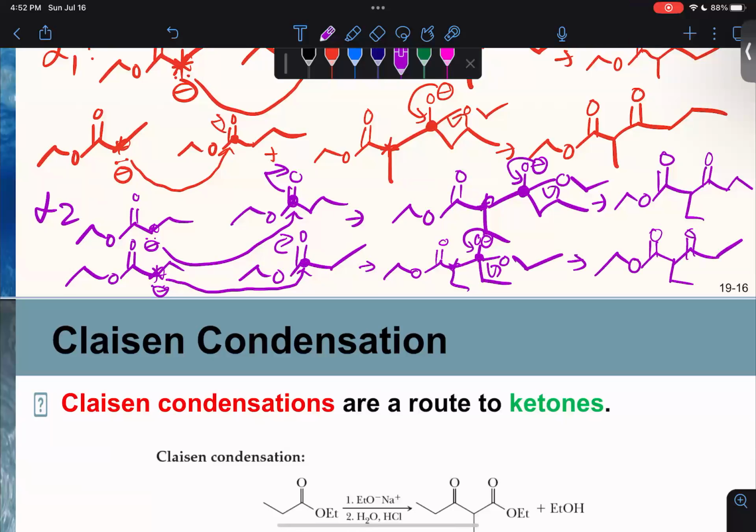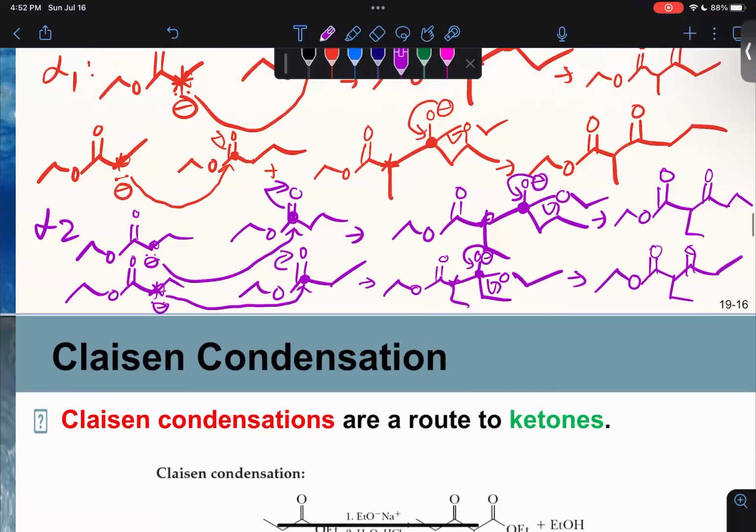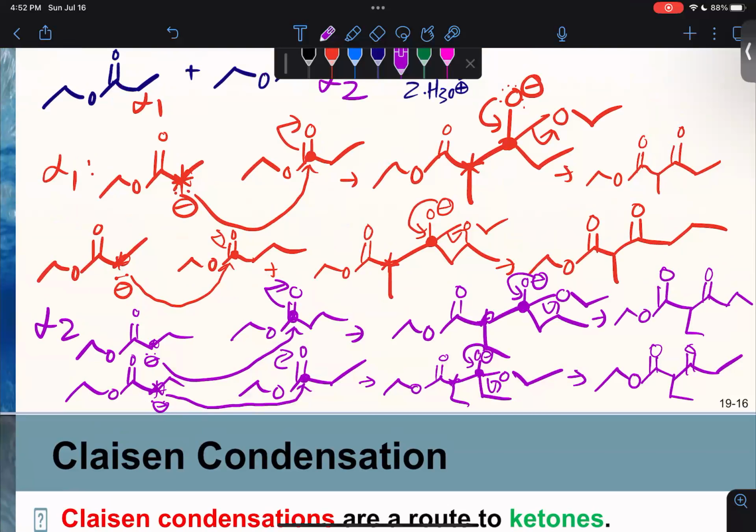If we were to dehydrate this, will the double bond always be at the alpha carbon? In this case, we don't do dehydration. Dehydration is usually only for Aldol reactions. This is Claisen. Oh, okay. Yeah.